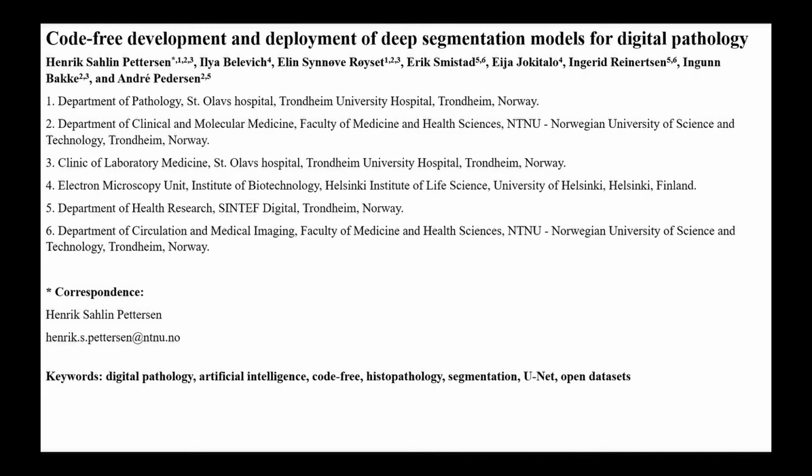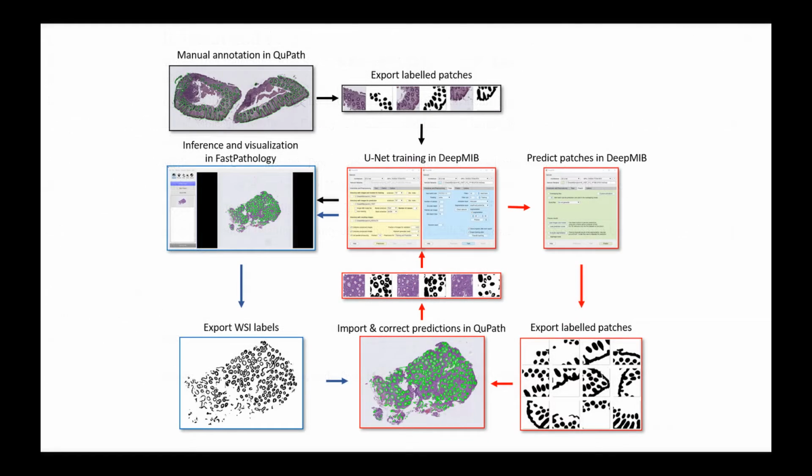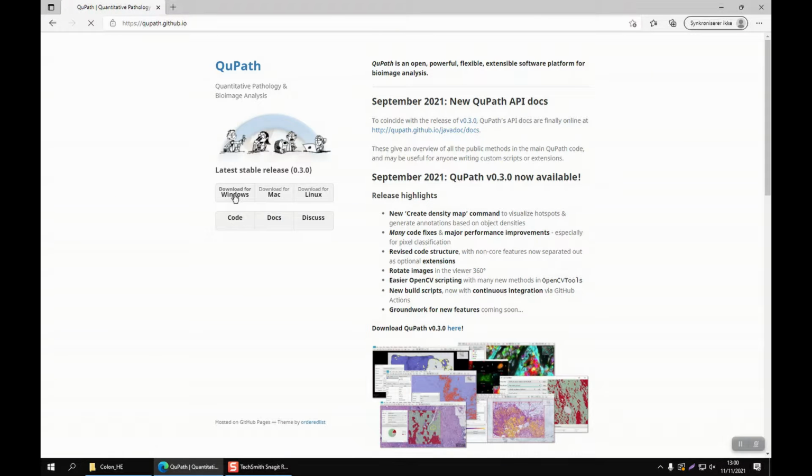This is a tutorial following the paper Code-Free Development and Deployment of Deep Segmentation Models for Digital Pathology. Here we present a code-free pipeline for deep segmentation of digital pathology whole slide images using only open source software. All software used in this study can be freely downloaded online.